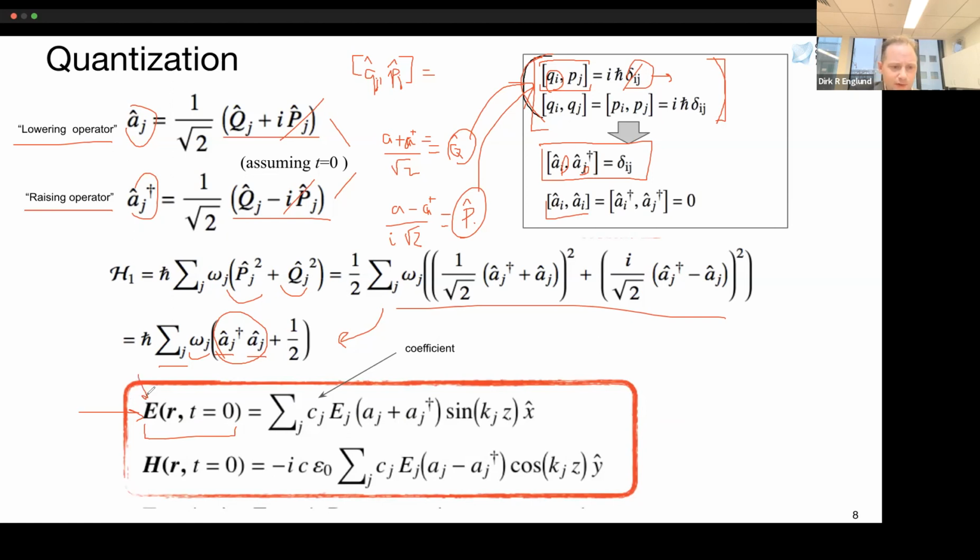Now this is an operator, importantly, at any point in space. Okay, and we're doing this now for t equals 0. Okay, this is just taking our previous expression, but now having substituted in the expression here for Q in terms of A and A dagger, and similarly for the magnetic field operator.